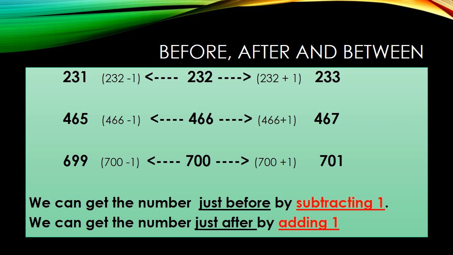In the same way, 466 minus 1 becomes 465, and 466 plus 1 becomes 467. And in the next example, 700. 700 minus 1 will get the before number of 700, that is 699. And the after number is by adding 1 to 700. It becomes 701.